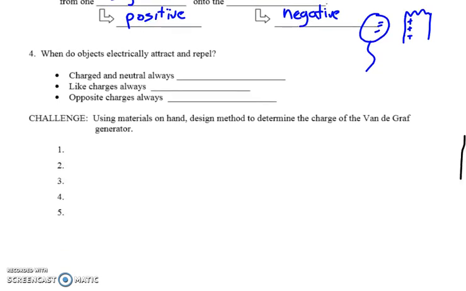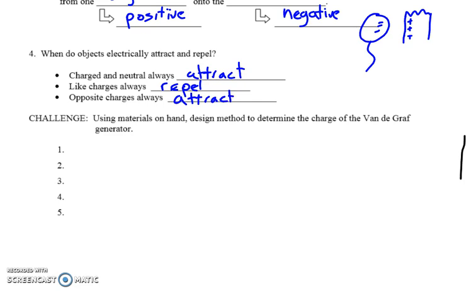When do objects electrically attract and repel? So we've established already, charged and neutral objects always attract. We saw that yesterday. Like charges always repel. So positive will repel a positive, negative repel a negative, and opposite charges always attract.